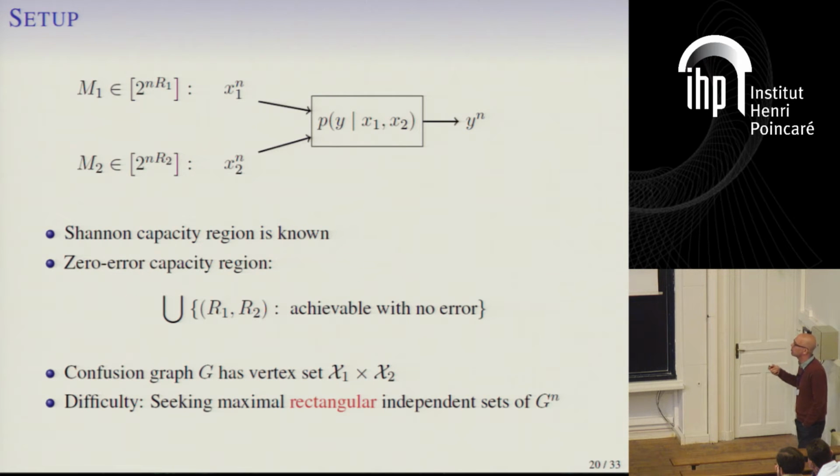Now, if you think about this in terms of confusion graphs, it gets a little confusing. Y naturally has a confusion graph over the product alphabet, X1 times X2. But since the users cannot coordinate, what we're actually looking for is not a maximal independent set of this graph, but rather a maximal rectangular independent set of the graph. Rectangular with respect to this Cartesian structure, because the users cannot coordinate, so you cannot have weird subsets. They all have to be rectangular. Even if you take products, everything has to be rectangular. This is quite difficult to handle with the existing techniques, it seems.